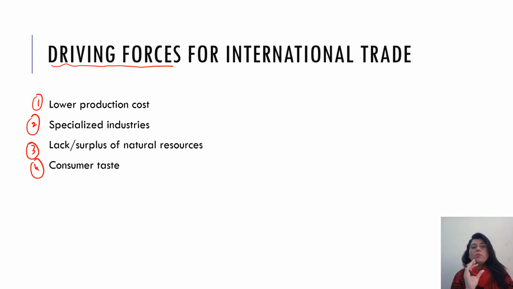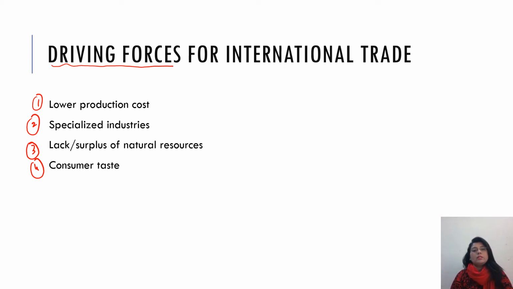Lower production cost is the very key component that triggers the country to do trade. For example, I am going to produce this pencil in my own country, but when I check that my production cost is very high, I will prefer to buy it from another country rather than produce it in my own country. I will buy it from China because they have low production cost. Developing or underdeveloped countries can get labor at a very cheap price, so they have low production cost.